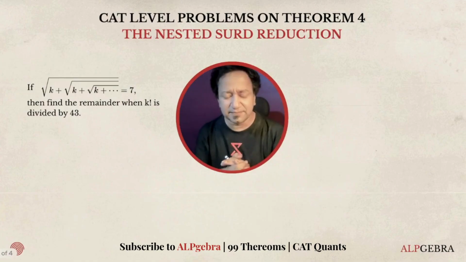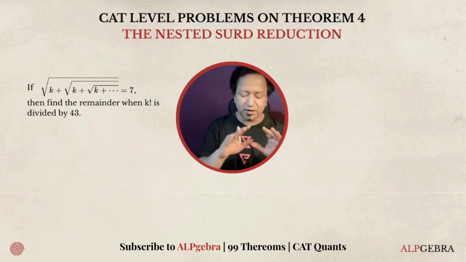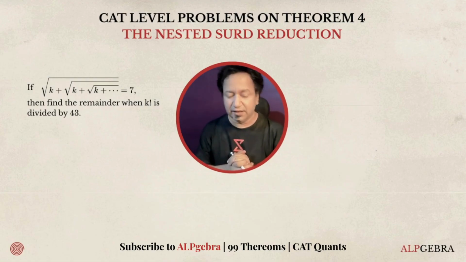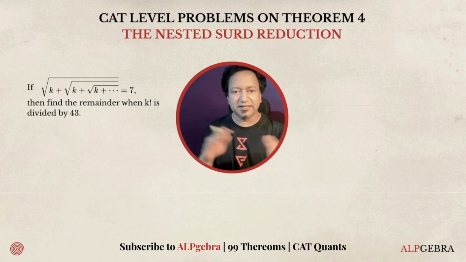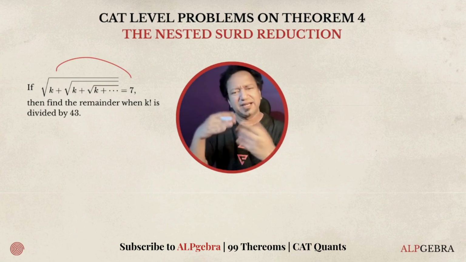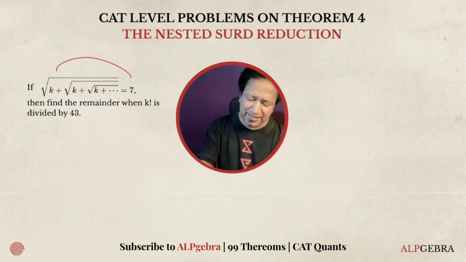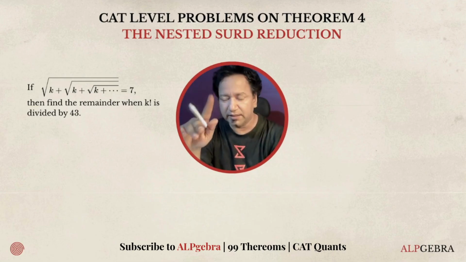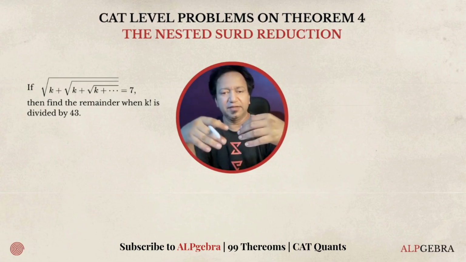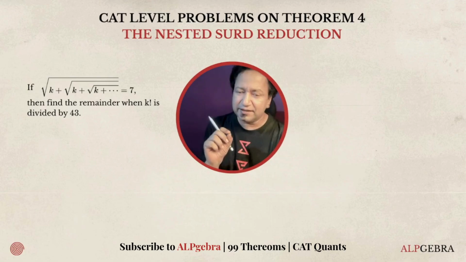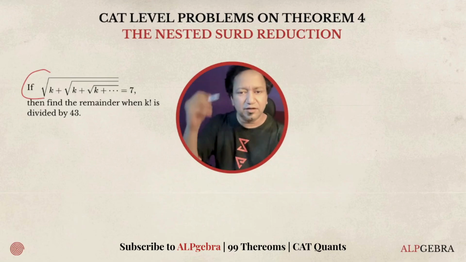Let's discuss the next question, which can be a bit difficult. If square root of k plus square root of k and so on to infinity is equal to 7, then find the remainder when factorial k is divided by 43. Think about it. People who don't know the theorem will square both sides, take 49 minus k squared and do all that stuff. If someone is really prepared, a pro, they will take 1 minute, normal people will take 2 minutes, and most of you will take 3 minutes. But here, just by looking at this expression, you get the value of k, isn't it?